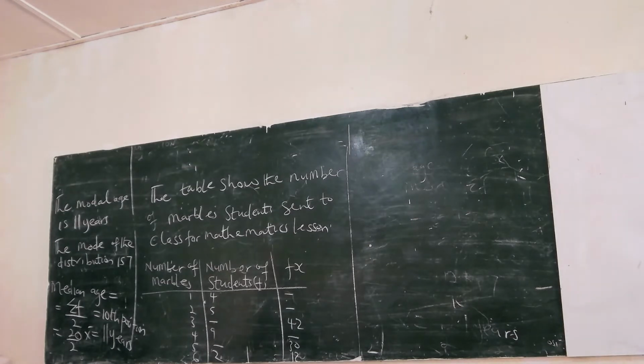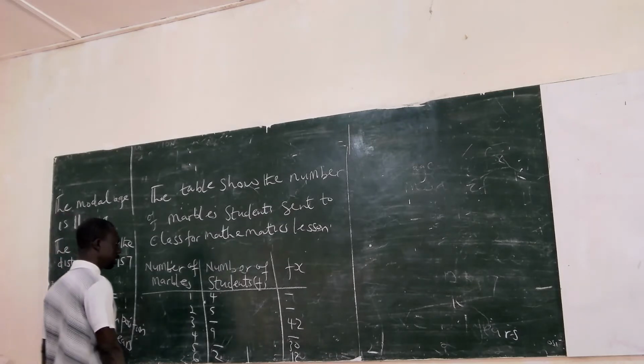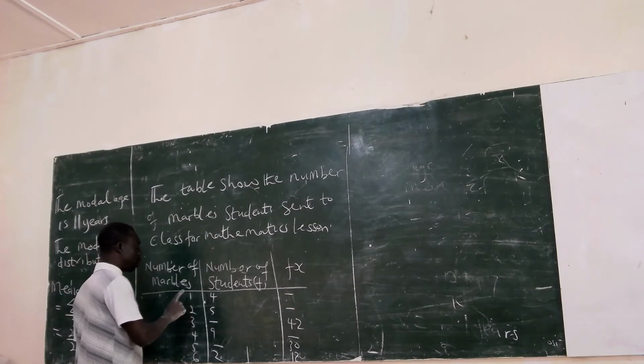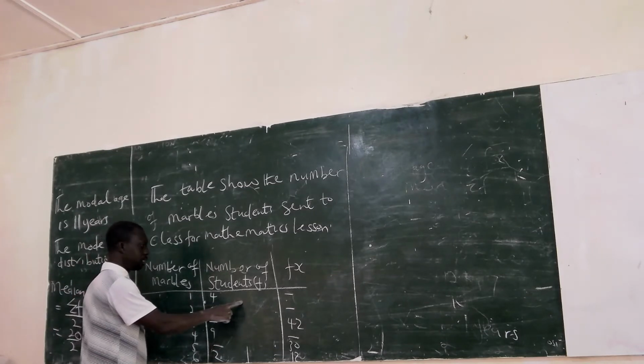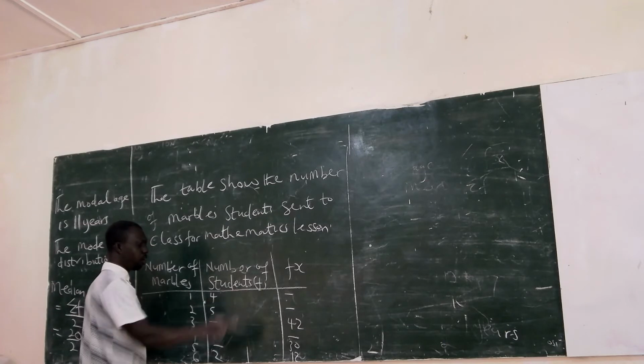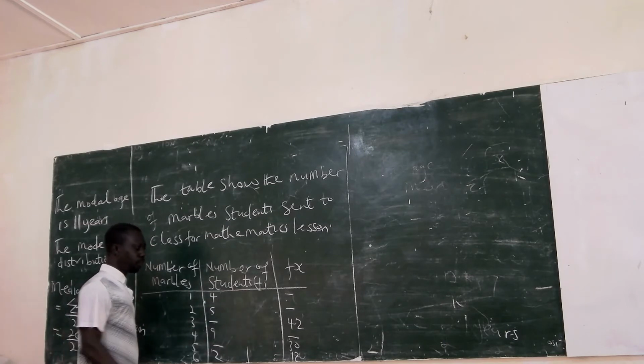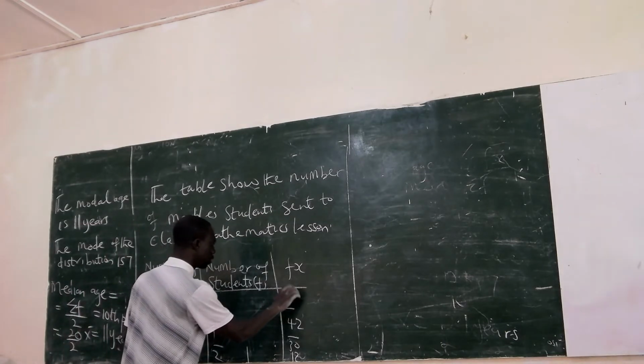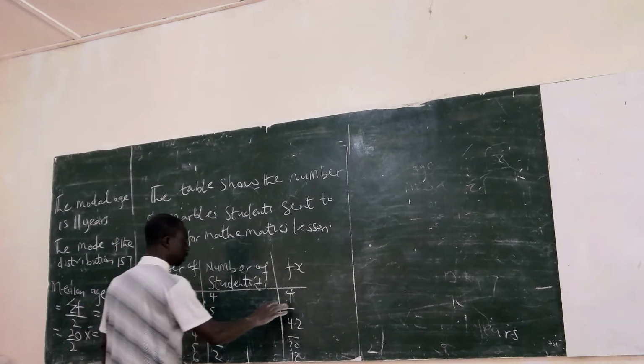So first and foremost, before we do the calculations, let's find the missing numbers. So what are all the missing numbers here? This means that you multiply the number of marbles by the number of students, right? So 1 times 4 will give us what? 4. Then 2 times 5 is what?